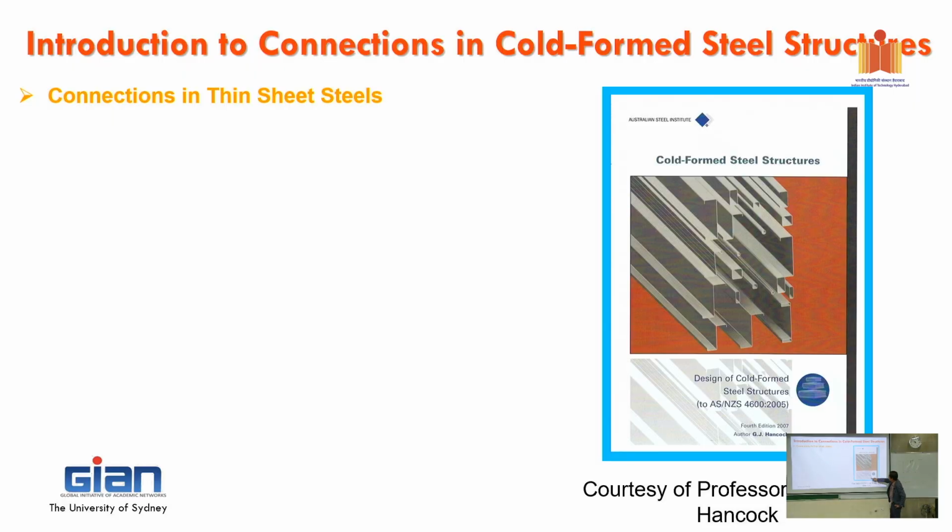So this is the old one. The previous edition is number 4, and this is number 5 that he just updated. So in 2022, and this one in 2007, quite a long time ago. But this one, you can find on the website of ASI, the Australian Steel Institute. So I recommend, if you're really interested in cold form steel, you should have the book.